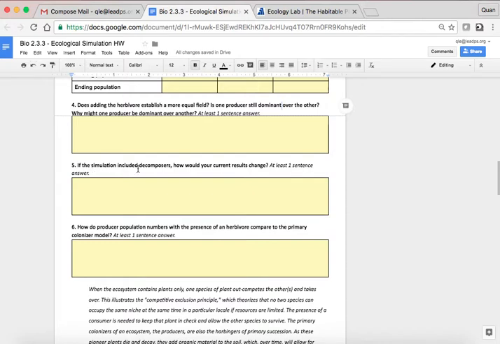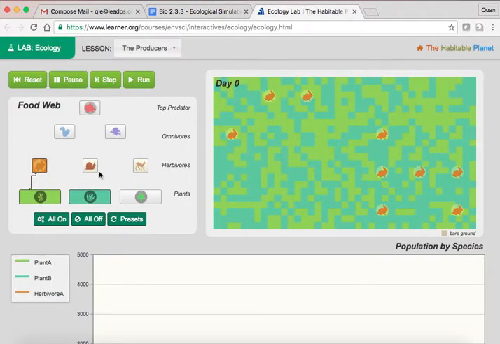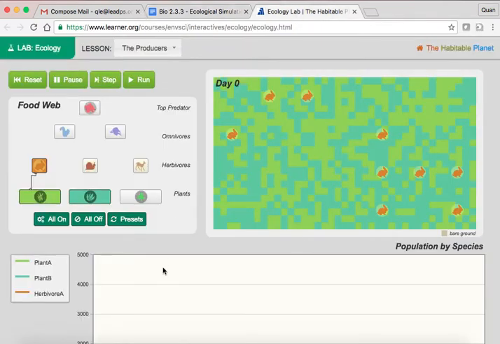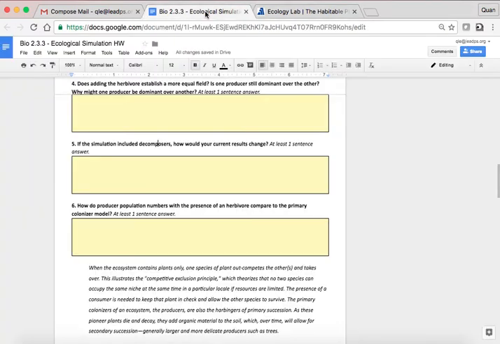Moving on to the next question. If the simulation included decomposers, how would your current results change? A reminder that decomposers are organisms that eat dead materials. Any organisms that die in this ecosystem would be broken down by decomposers and turned into soil for the plants to get nutrients from. So if this simulation included decomposers, how do you think this would change how plants grow, how plants survive, how different organisms in this ecosystem survive? Write at least one sentence.